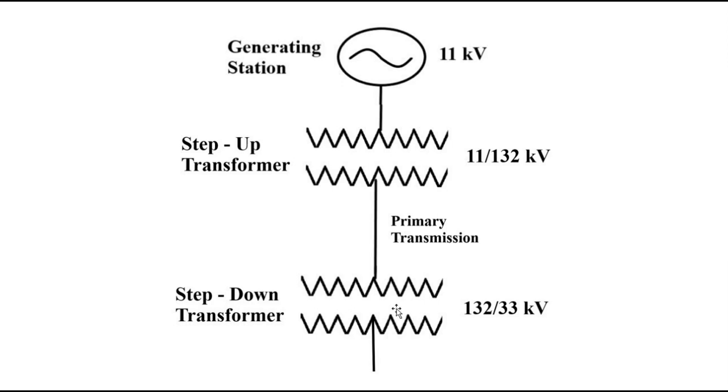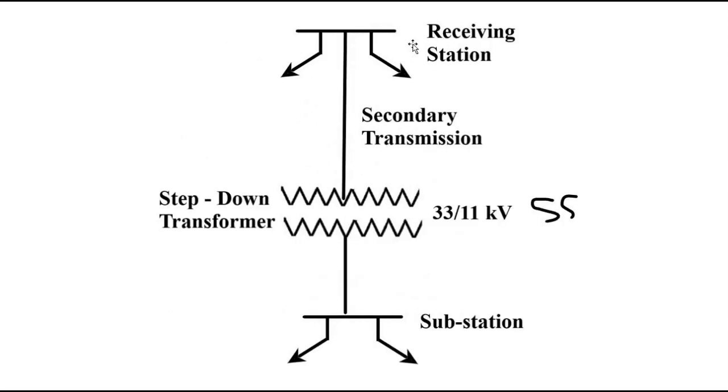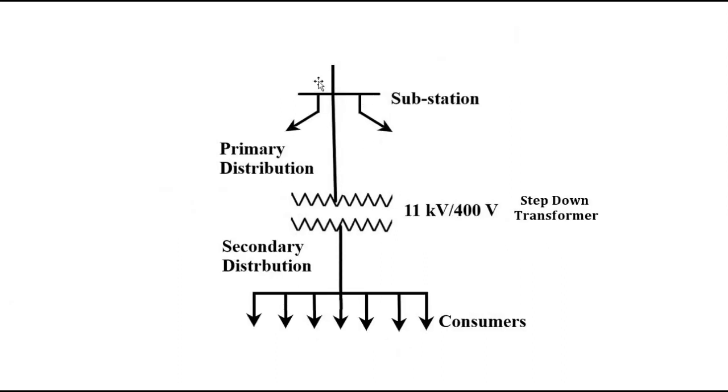Then it reaches the receiving substation where it is stepped down to 33 kilovolt using a three-phase step-down transformer. Then this 33 kilovolt from the receiving station forms the secondary transmission, again overhead, three-phase, three-wire system. Then at another substation, this 33 kilovolt is stepped down again to 11 kilovolt, and this 11 kilovolt line from the substation forms the primary distribution.